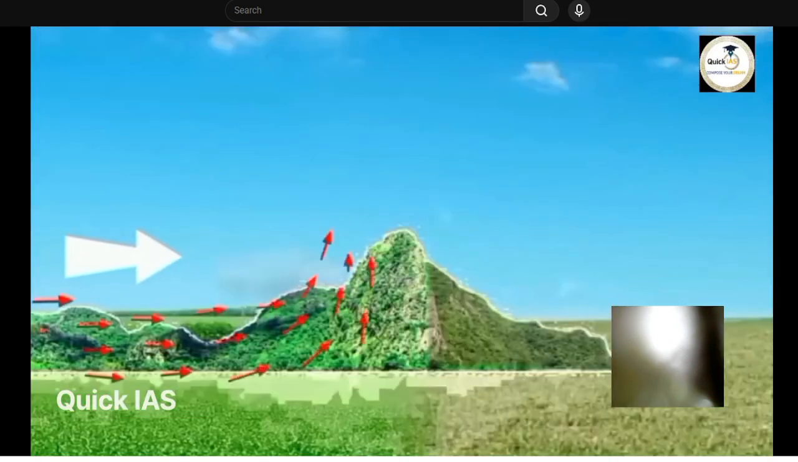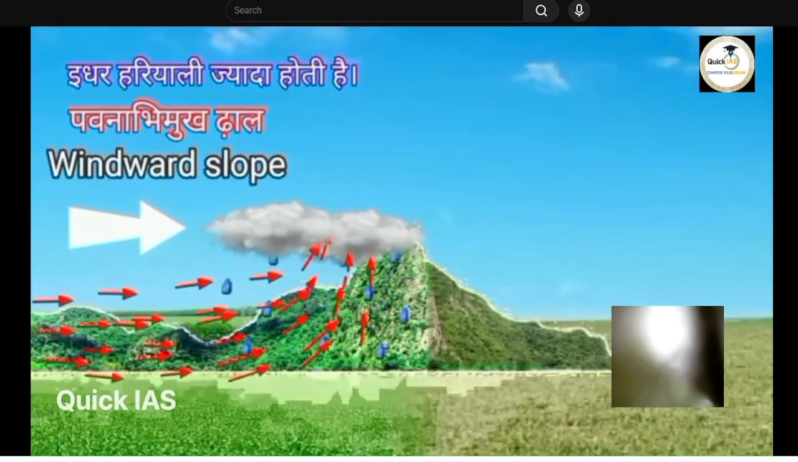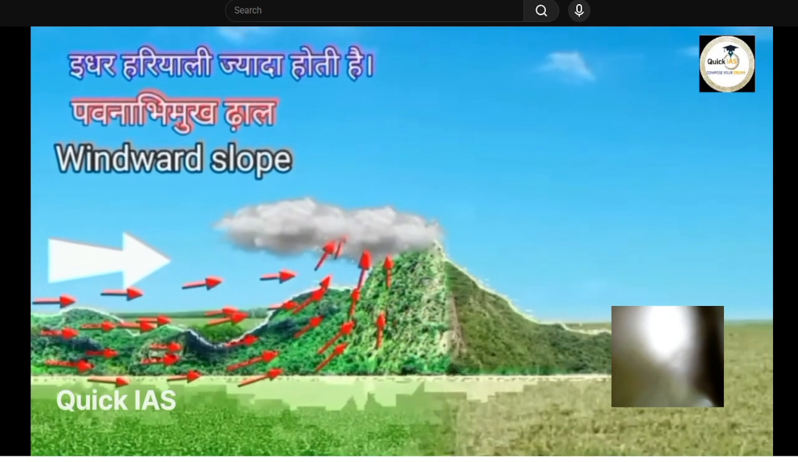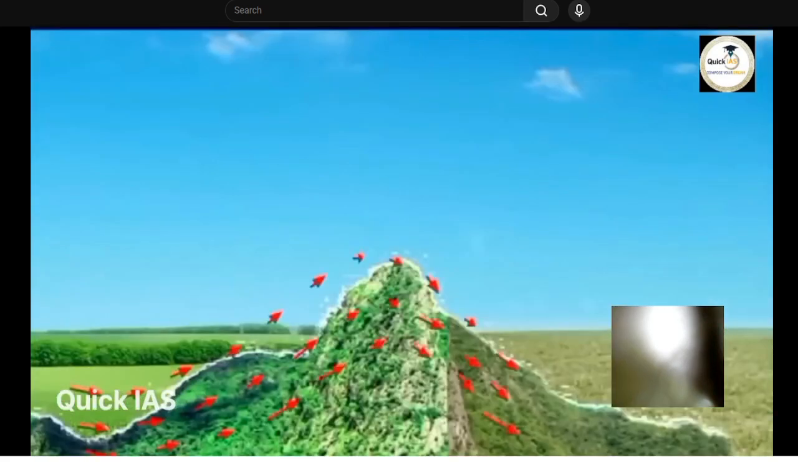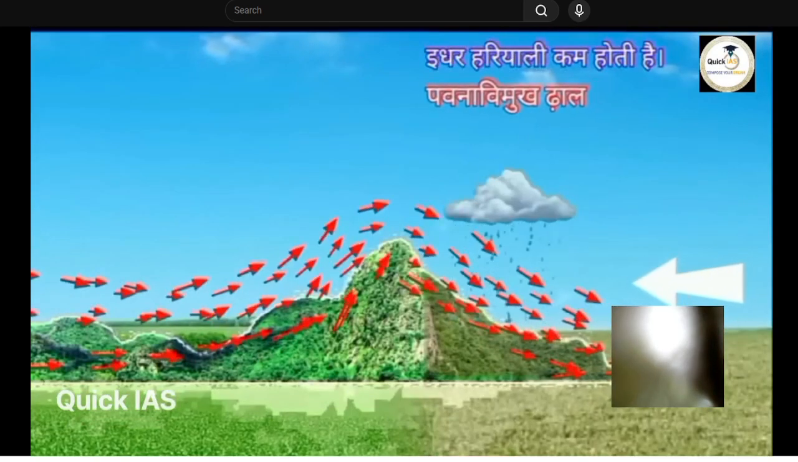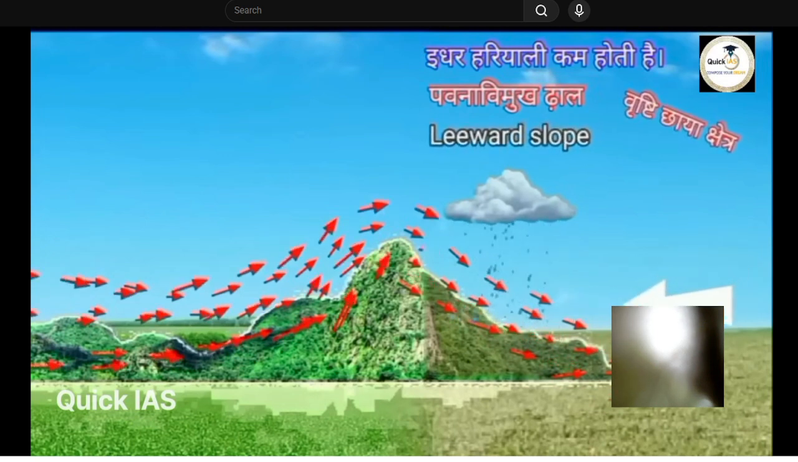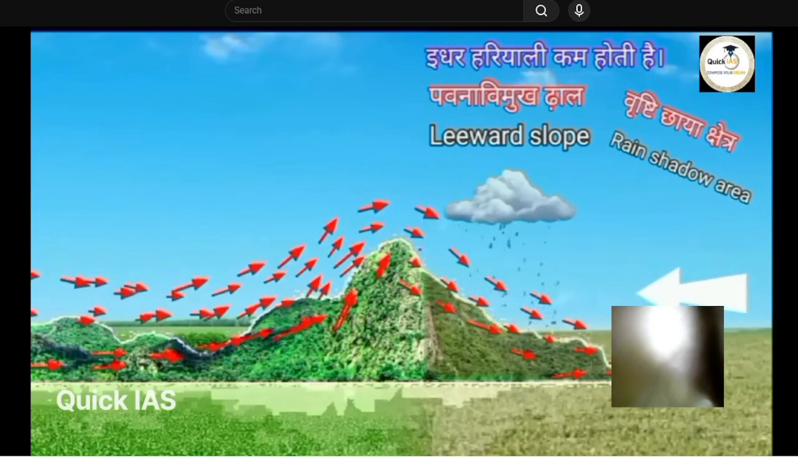The slope along which the wind climbs the mountain is called the Pina Beam Muck. After climbing to a higher altitude, the clouds gain moisture, resulting in heavy rainfall. However, on the other side of the mountain, called the Pina V Muck, the wind descends, causing no or little rainfall. This is called the rain shadow region. An example of this can be seen in the Western Ghats.